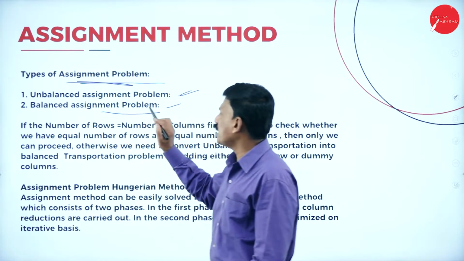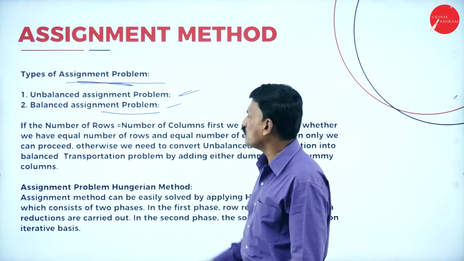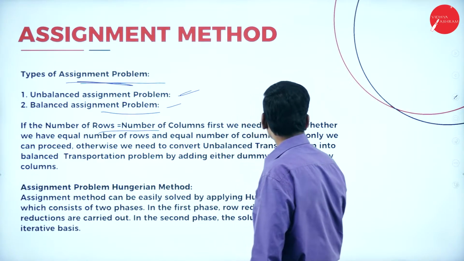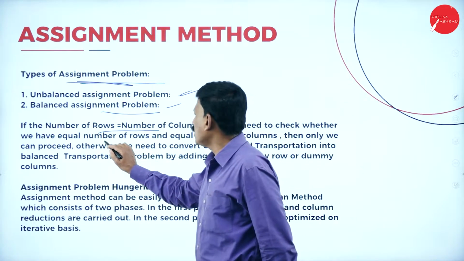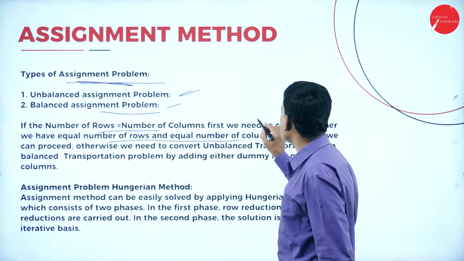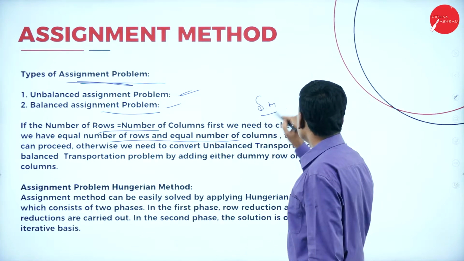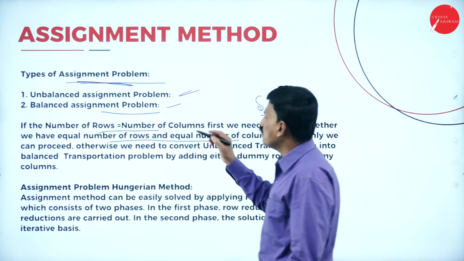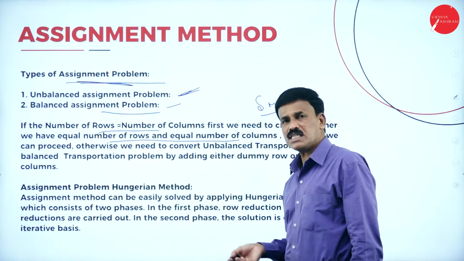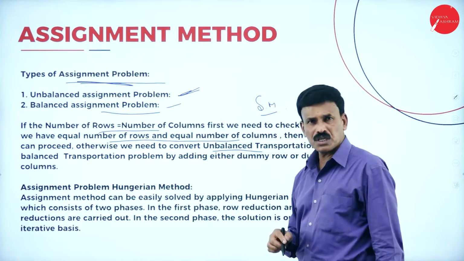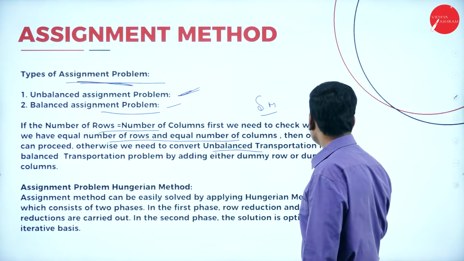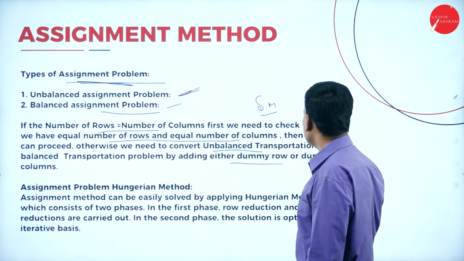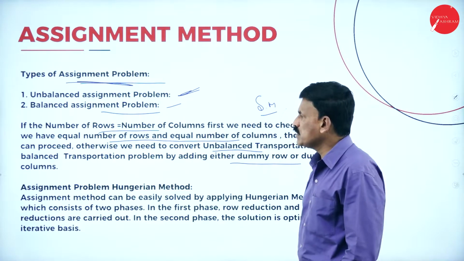As we know, what is meant by unbalanced and balanced assignment problem? First we need to check whether we have an equal number of rows and columns. That is, if it is a square matrix, then only we can proceed. Otherwise, it is an unbalanced problem. If it is an unbalanced transportation, we need to convert it into a balanced transportation problem by adding either a dummy row or a dummy column.